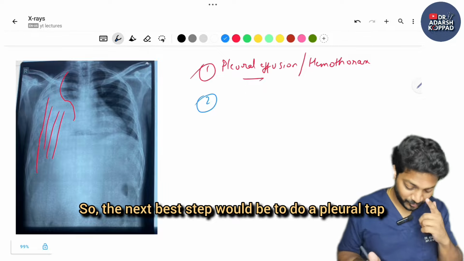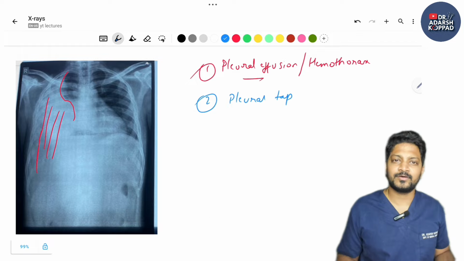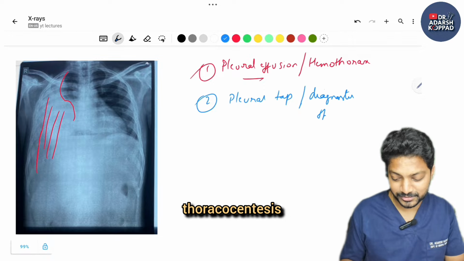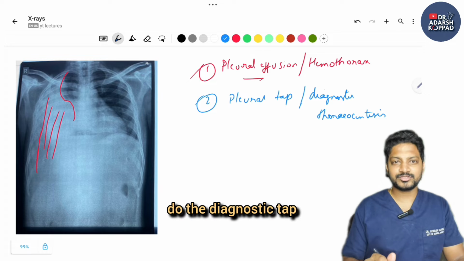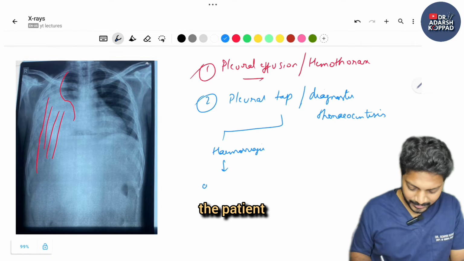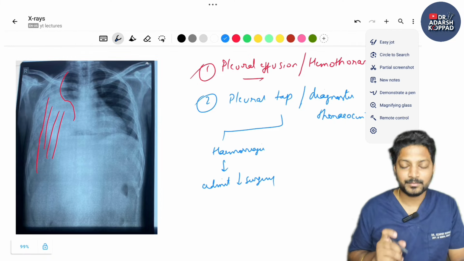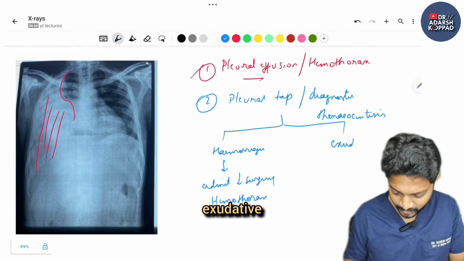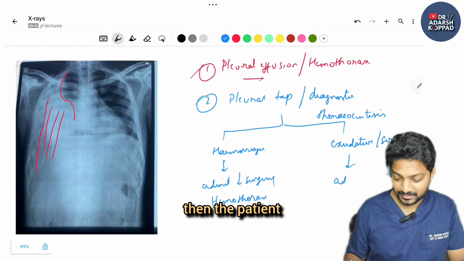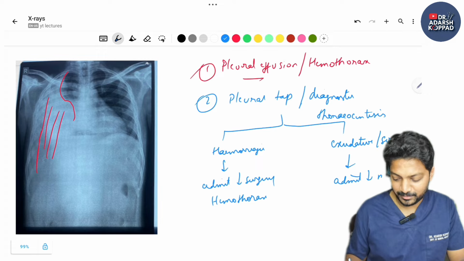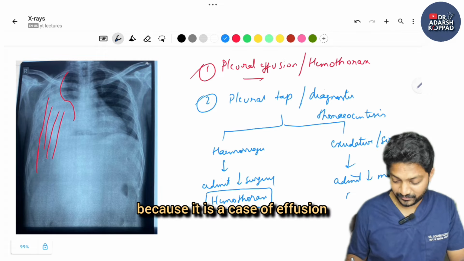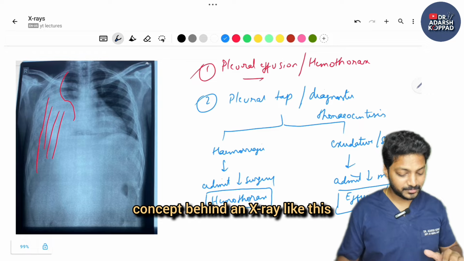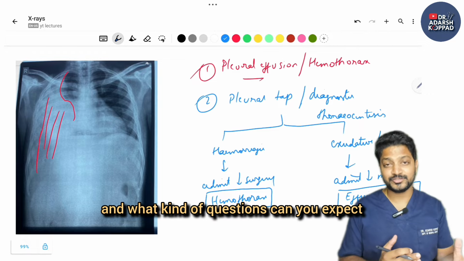So the next best step would be to do a pleural tap, or in complicated words, he can also tell you diagnostic thoracocentesis. So you do the diagnostic tap. If the tap is hemorrhagic, the patient is admitted under surgery because it's a case of hemothorax. And if the tap is exudative or serous, then the patient is admitted under medicine because it's a case of effusion or empyema. So I really hope you have got the concept behind X-ray like this and what kind of questions you can expect.